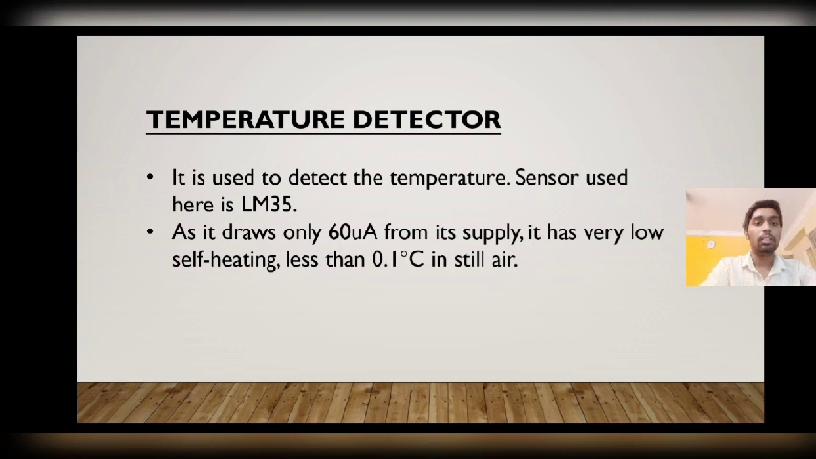Temperature detector. A temperature detector is an electronic device that measures the temperature of its environment and converts it to electronic data. It is used to detect the temperature in a particular range. The sensor used here is the LM35, as it draws only 60 microamps from its supply. It has very low self-heating, less than 0.1 degrees Celsius in still air. Temperature can be measured more accurately. So this is about the detectors and sensors.